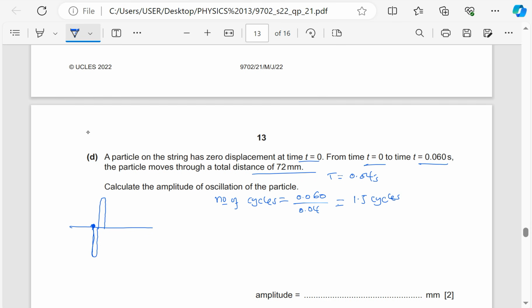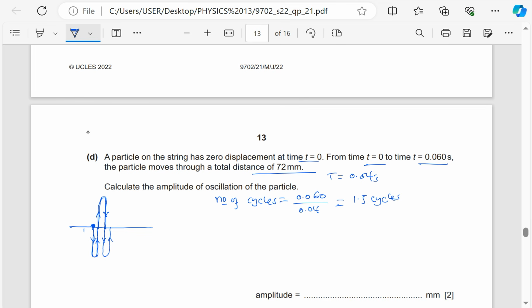So moving down, up, up, down. This is a quarter, another quarter, another quarter, another quarter. That is one cycle, but it is 1.5. So again, it continues down a quarter, another quarter. That is now half. So it is going down.